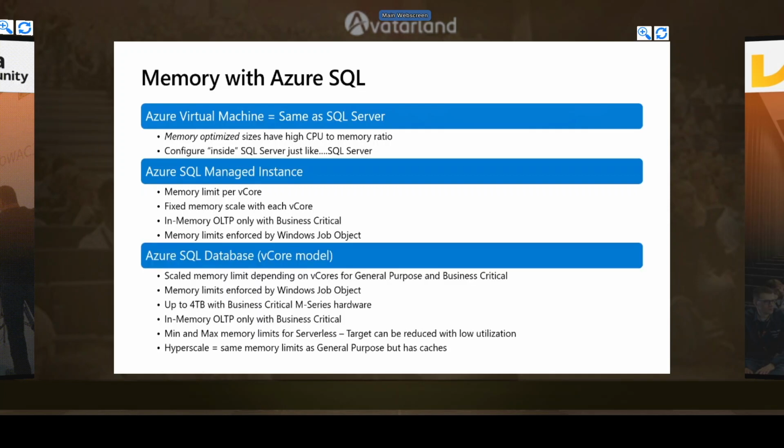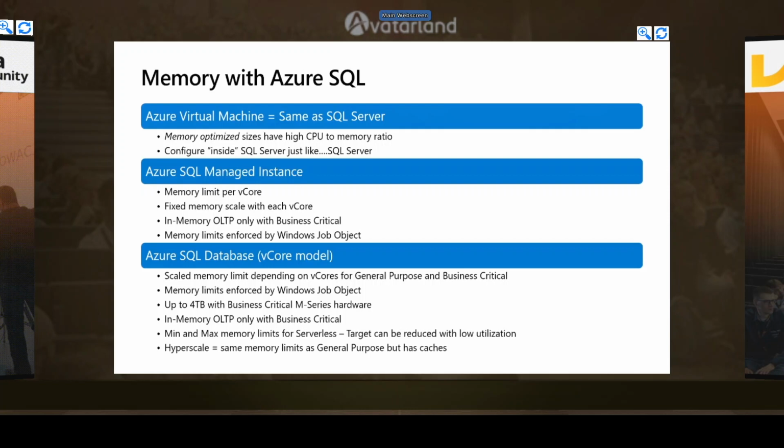What about Azure SQL database? With the vCore model, we scale your memory limit. The more cores you get, the more memory you get on a fixed basis. So X number of cores give you X amount of memory. And we also enforce these memory limits with Windows job objects. Now you may wonder, how much memory can I get? Well, look at that. The business critical M series hardware can give up to 4 terabytes of memory for your Azure SQL database. Just like managed instance, in-memory OLTP is only with business critical.